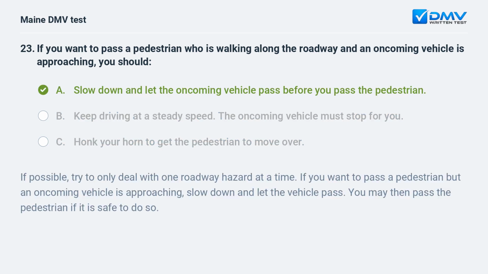A. Slow down and let the oncoming vehicle pass before you pass the pedestrian. If possible, try to only deal with one roadway hazard at a time. If you want to pass a pedestrian but an oncoming vehicle is approaching, slow down and let the vehicle pass. You may then pass the pedestrian if it is safe to do so.